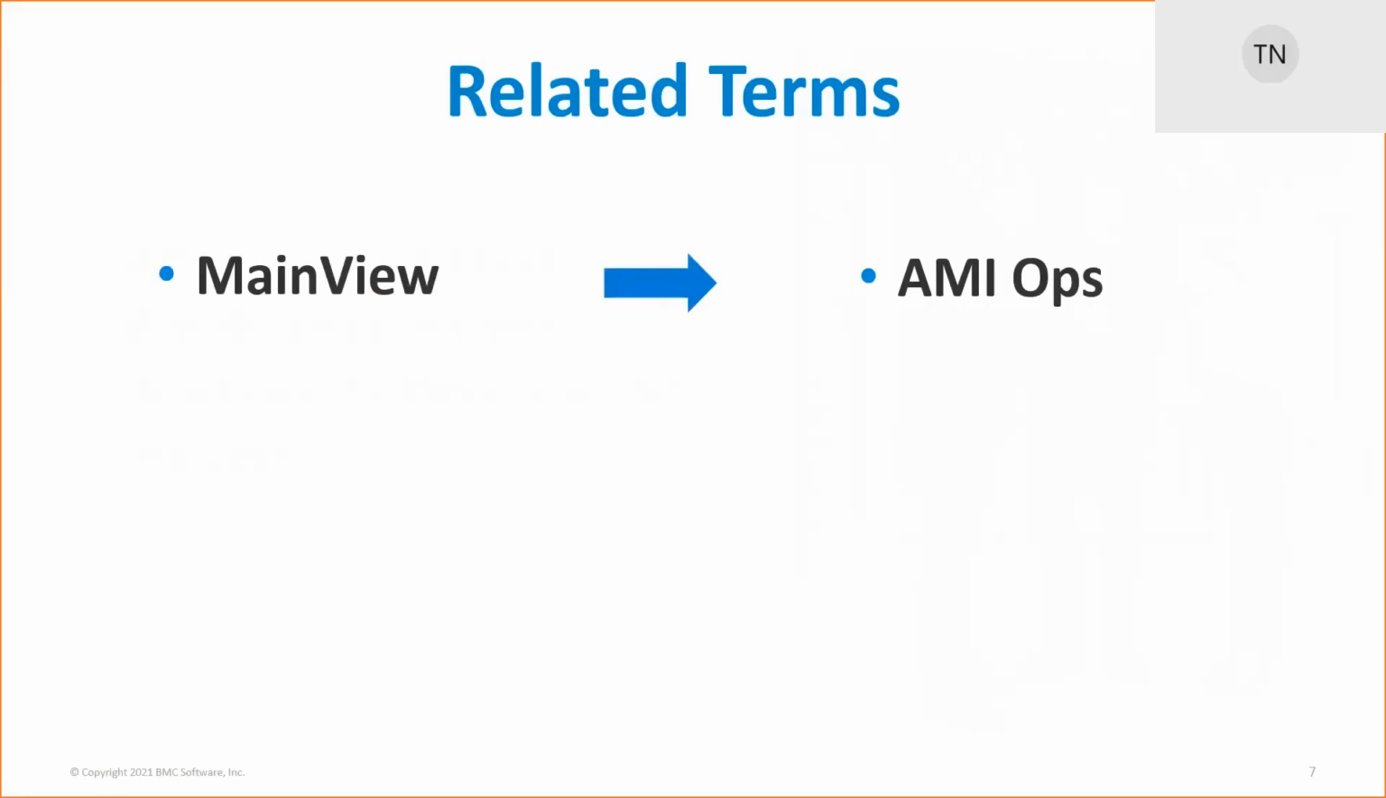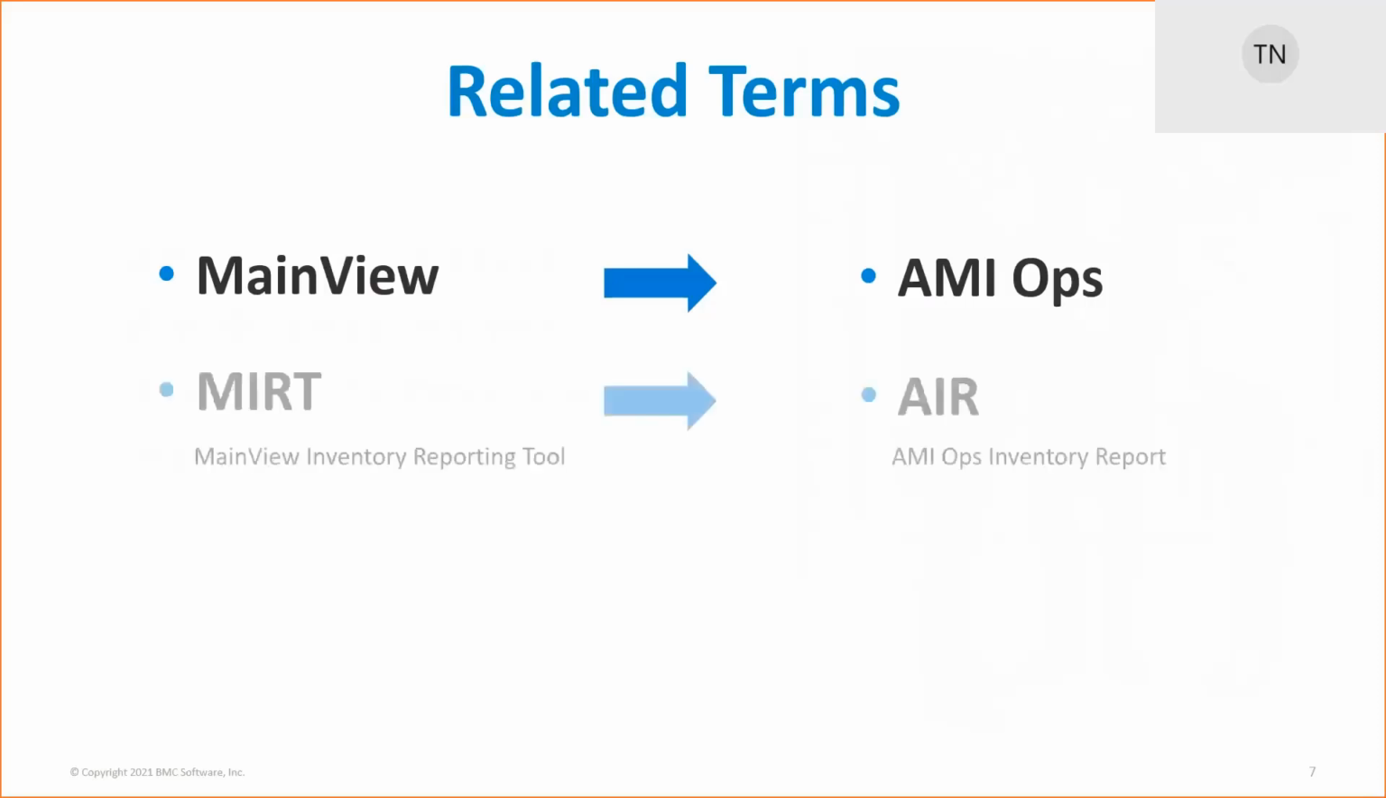So if you own MainView products, you'll notice that when you upgrade to the latest release, these monitoring products will now be called AMIOPS. And I'll occasionally use the older term MainView during this presentation. Now, MERT was the name of the automated process we used to gather and analyze MainView data for health checks. It's now called AIR. Again, same process in essence, just renamed to reflect the move from MainView to AMIOPS.